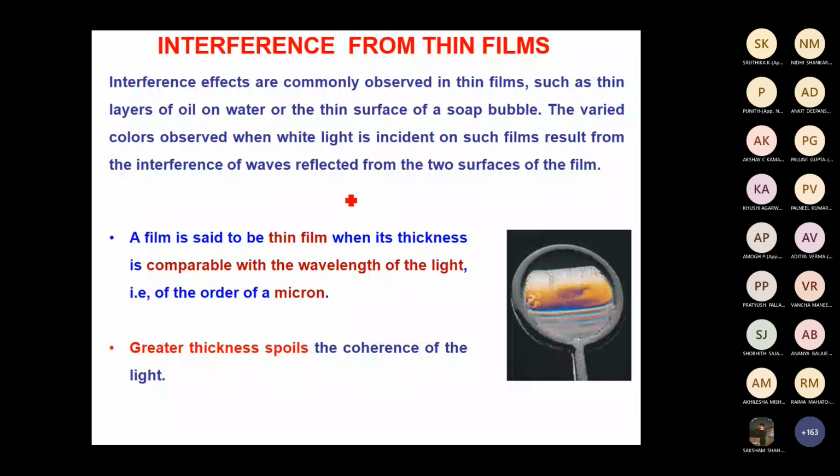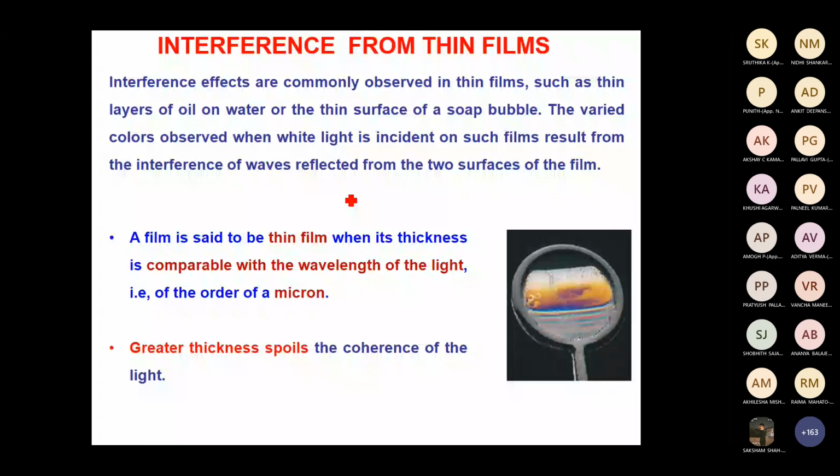So the interference effects are commonly observed in thin films, such as a thin layer of oil on water or the thin surface of a soap bubble. The varied colors observed when white light is incident on such films result from interference of waves reflected from the two surfaces of the film.